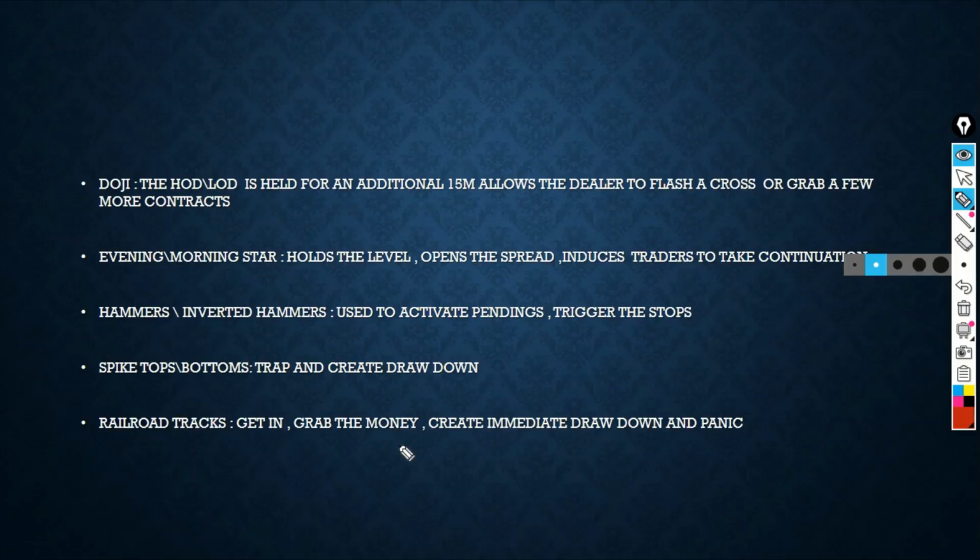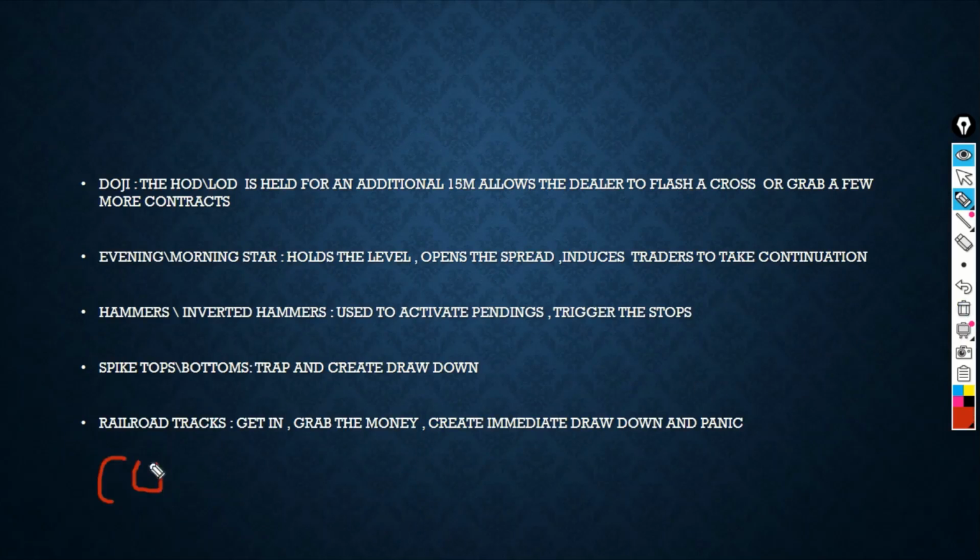And the last one, we have our railroad tracks: two equal bars of opposite colors. If we are at the high of the day, this one is green, this one is red. If you are at the low of the day, this one is now red, this one is green. This is exactly what will happen.